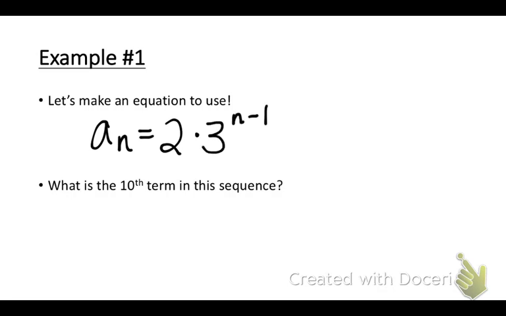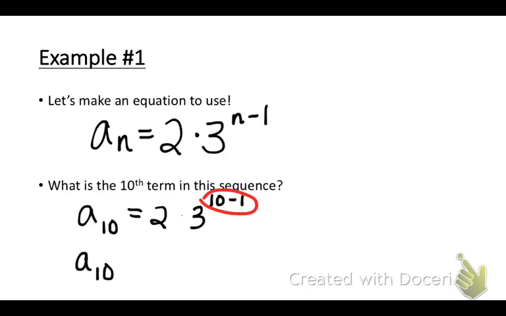So we started with 2 and we kept multiplying by 3, but we didn't multiply by 3 until after the first term, so you have to adjust everything by n minus 1. So what would the 10th term be? If you want to find the 10th term, you're looking for a sub 10, and you're going to plug in 10 in place of n. Which means up here, the exponent is actually 9.